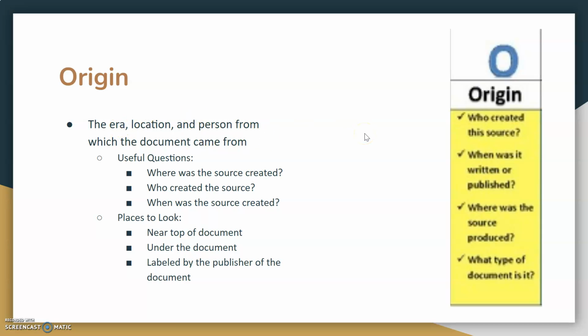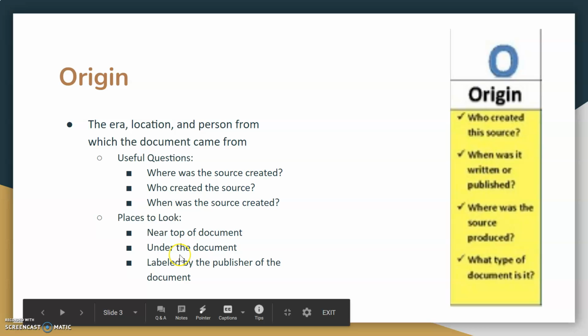Places to look for the origin of a source: in my experience, I've tended to find origins of a source near the top of a document, under the document, or labeled by the publisher of the document.